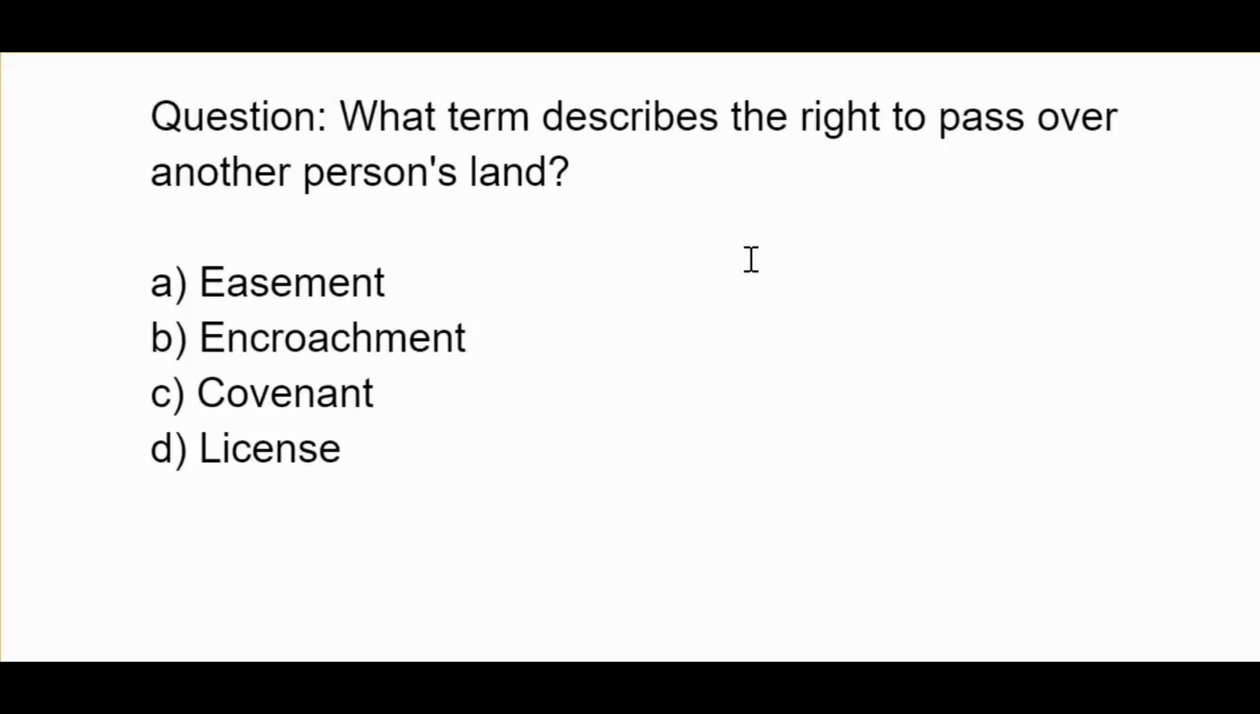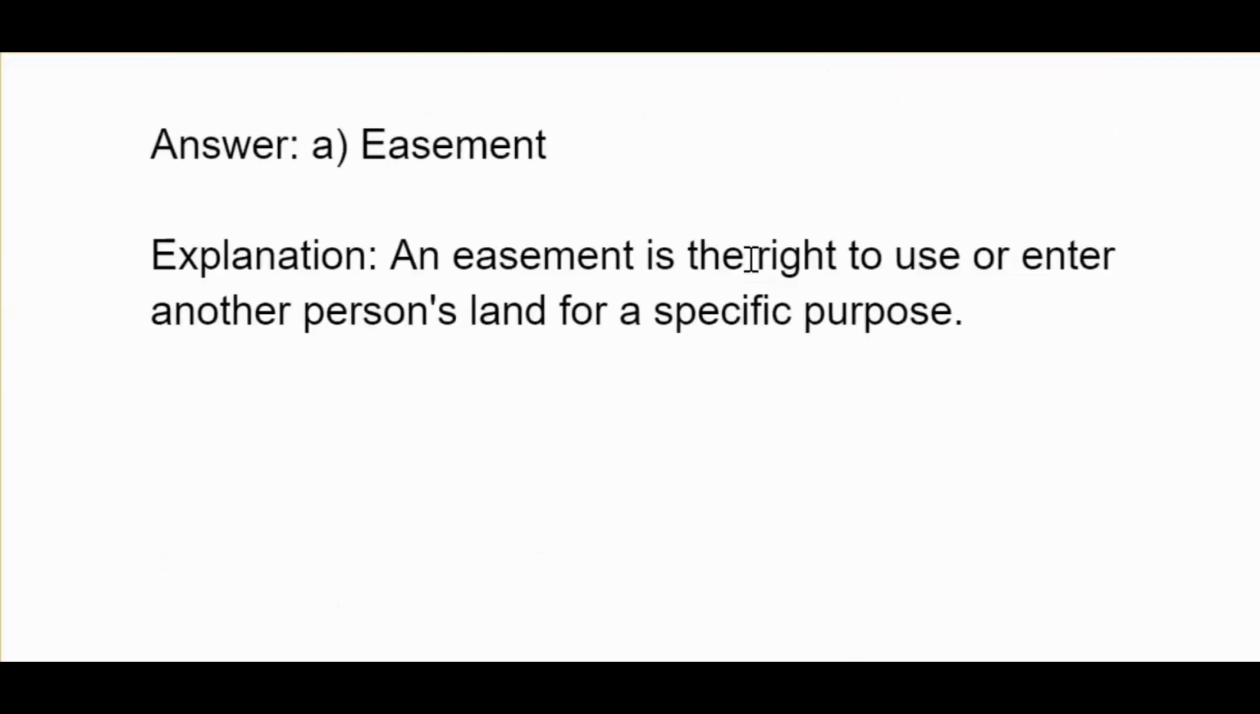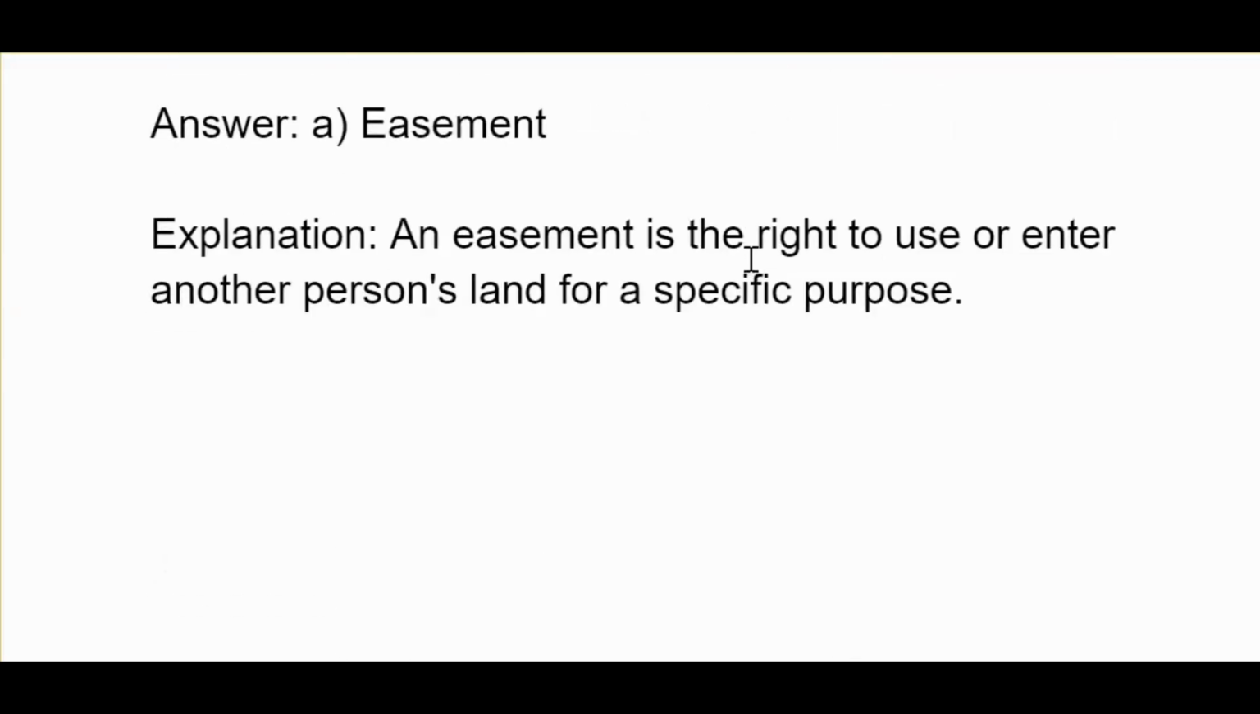What term describes the right to pass over another person's land? A. Easement. B. Encroachment. C. Covenant. D. License. A. Easement. An easement is the right to use or enter another person's land for a specific purpose.